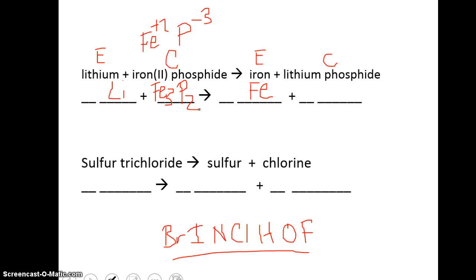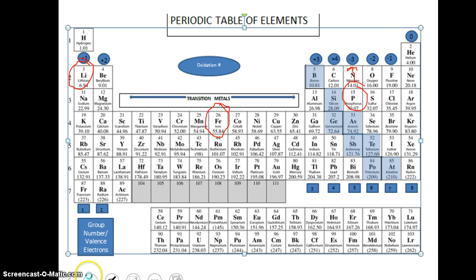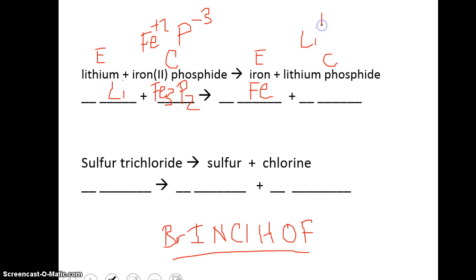Now let's do the other one. We already have lithium as Li. If you look at the periodic table, that is a +1. And phosphide we said was P-3. If you cross them over, remember you don't have to cross over a 1, so you get Li3P. Now you need to balance. On the left we have 1 Li. On the right we have 3. So we're going to put a 3 in front of the Li to balance that.